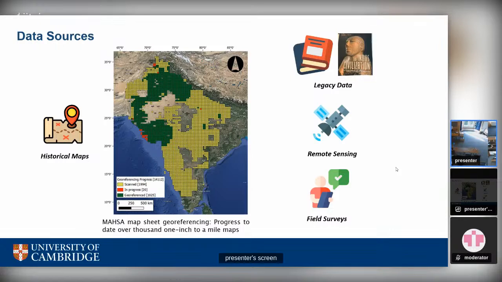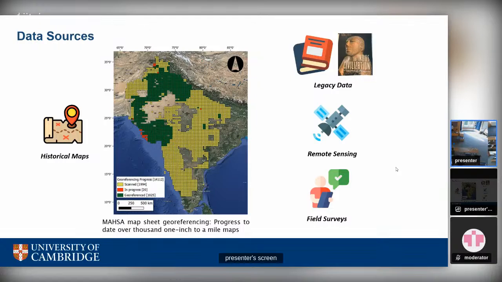The way we are doing this is that we are getting high resolution scans from the libraries and then georeferencing them. Over here, you can see a map that shows mainly three colors. The green ones are the maps that have already been georeferenced, so it's a very good coverage of the study area. The yellow ones have been scanned, and the red ones are currently being georeferenced. This is a live map that you can also find on the official website for the project.